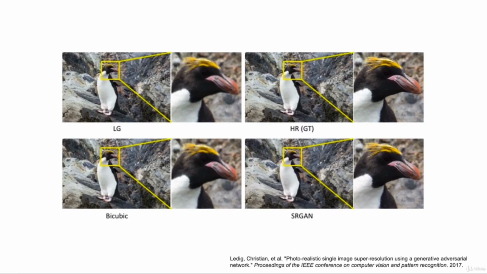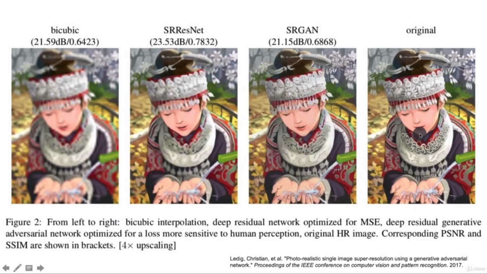You can see the result. This is the low resolution image, and you see the quality of this animal. Here is the high resolution ground truth. You can see bicubic interpolation, which is usually used in standard image editors, and the super resolution GAN that they proposed. So you see the quality is almost indistinguishable from ground truth.